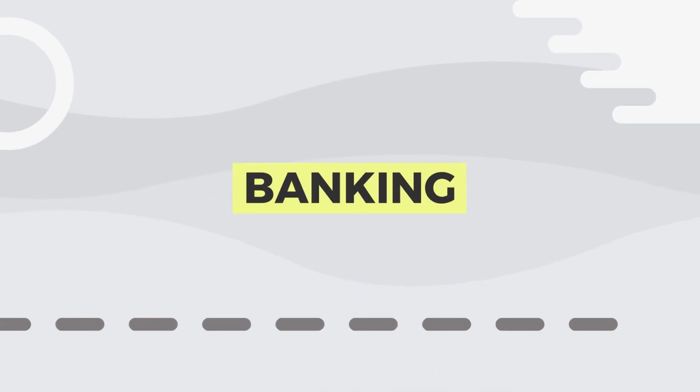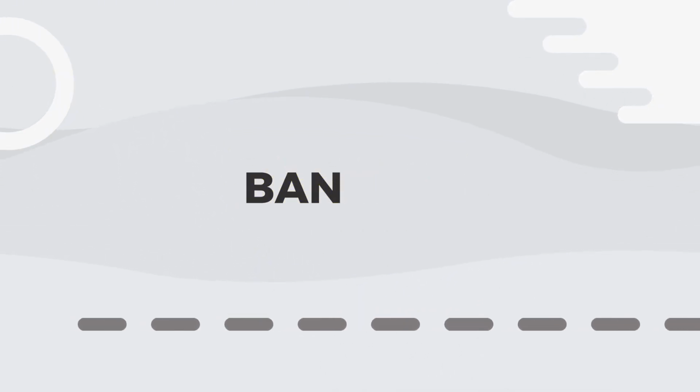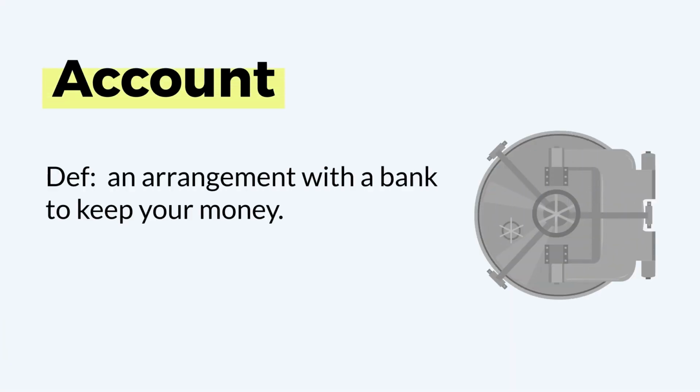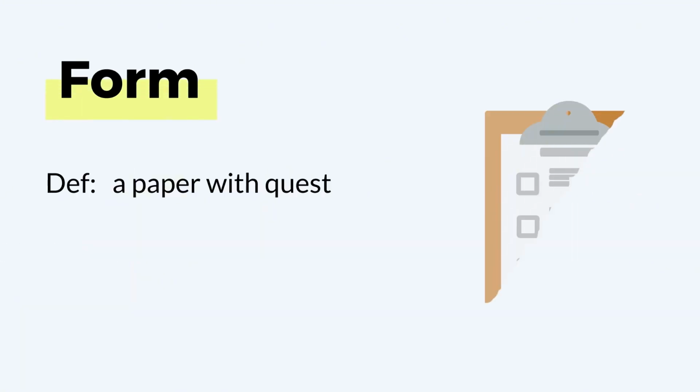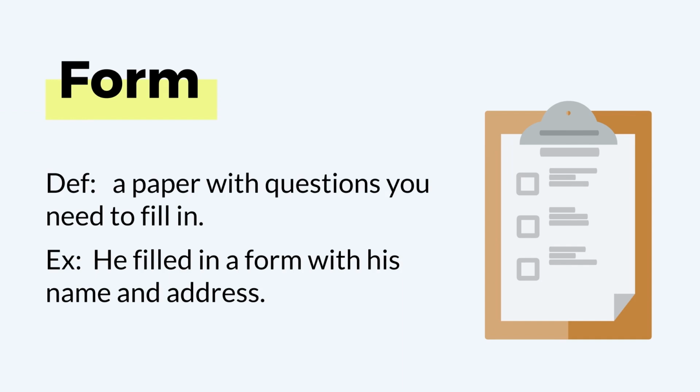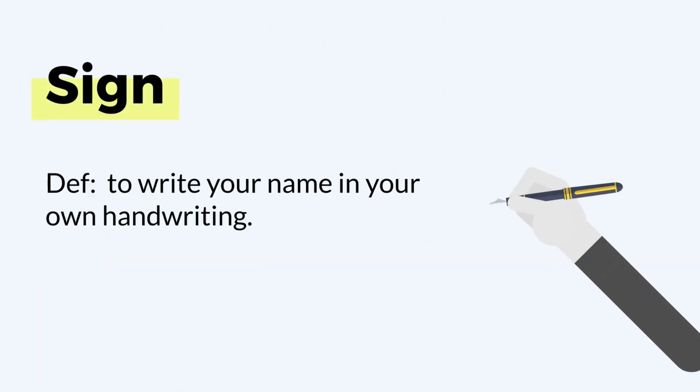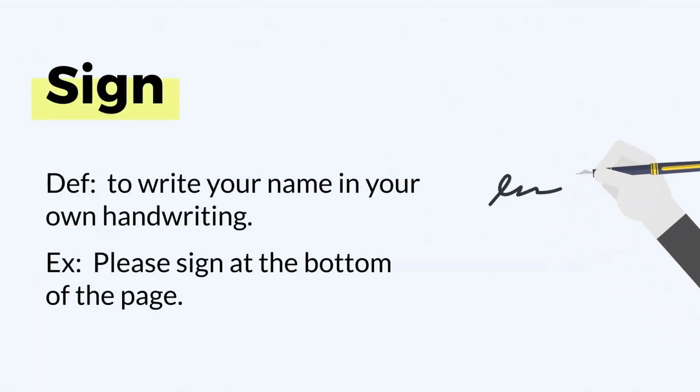Let's explore some essential vocabulary about banking. First up is account, which is an arrangement with a bank to keep your money. For example, we can say, I opened a new account yesterday. Next, we have form, which is a paper with questions you need to fill in. For example, we can say, he filled in a form with his name and address. The third term is to sign, which means to write your name in your own handwriting. For example, you can say, please sign at the bottom of the page.